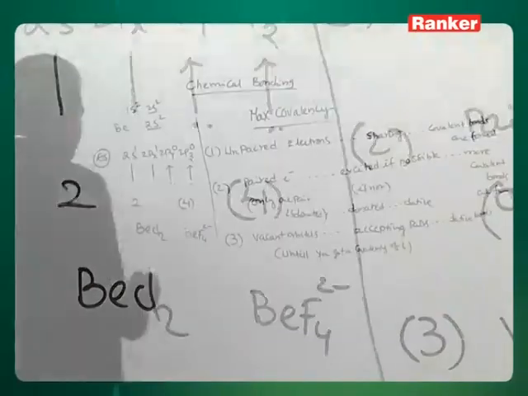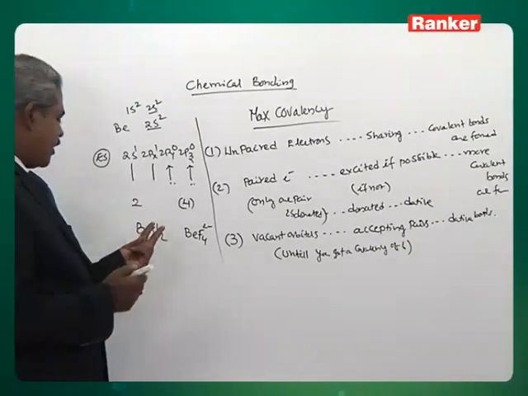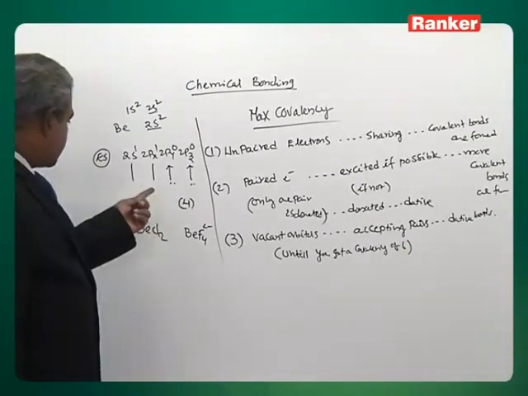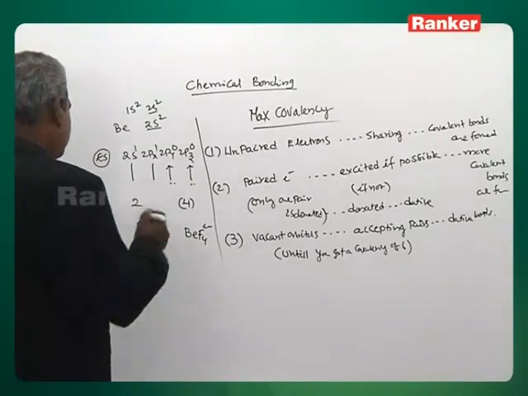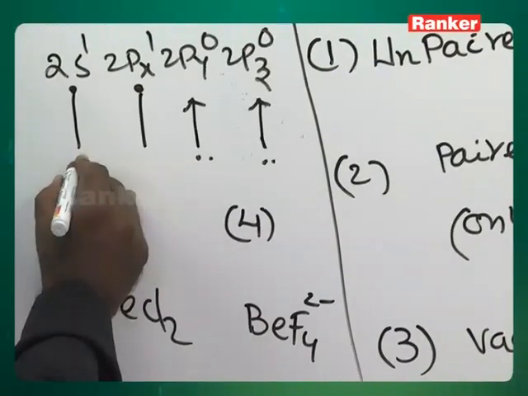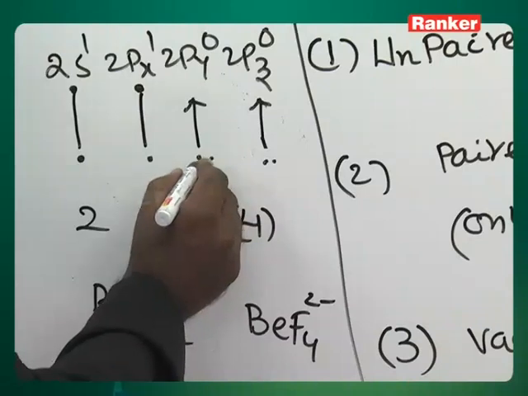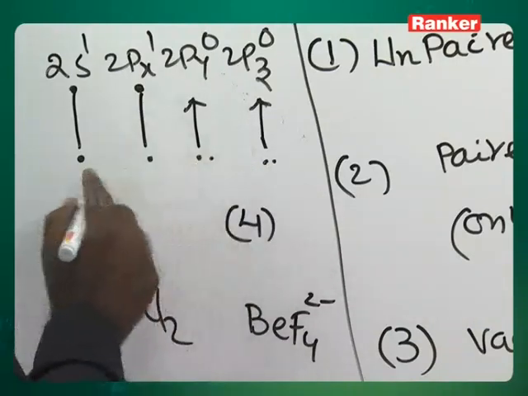So now what happened? See, beryllium originally has 2 electrons; sharing 2 electrons, it has got 4, and it is accepting 2 pairs. So this is the electron of beryllium, this is the electron of beryllium, this is the electron of fluorine, this is the electron of fluorine. These are the pairs of F-.